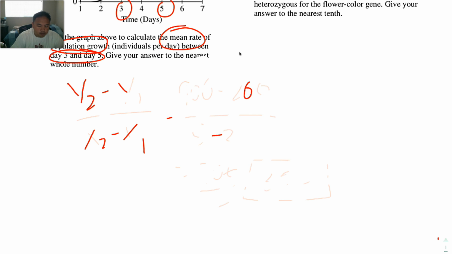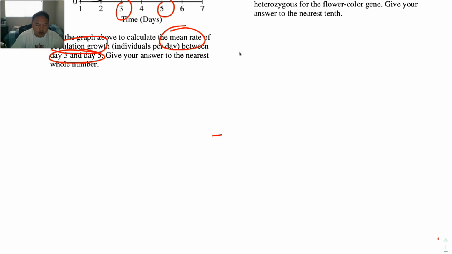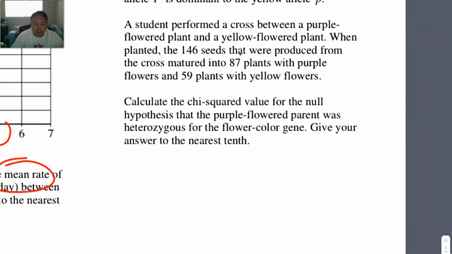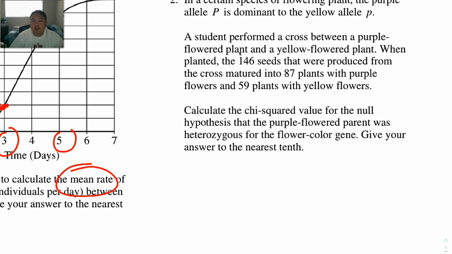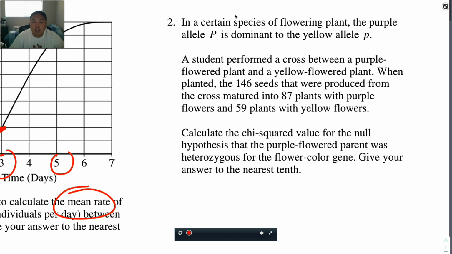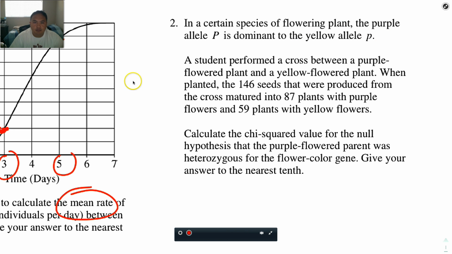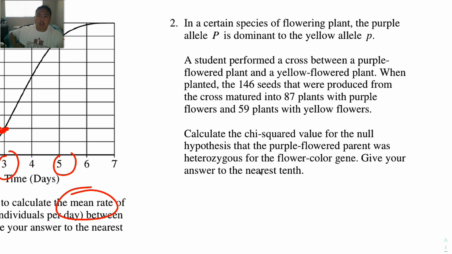All right, this one, number 2, is one that you probably have never seen before. You should have, but most of you haven't, so I'm going to tell you how to do it. It says here, certain species of flowering plants, the purple allele P is dominant to yellow. So they did a cross between a purple and a yellow plant. When they planted, 146 were produced. They got 87 purple and they got 59 yellow. Calculate the chi-squared value for the null hypothesis that the purple flower plant was heterozygous. Give your answer to the nearest 10th. So this is the part where you're like, what the heck are they asking for? And this is the part where I tell you, don't be nervous, you got this, okay?